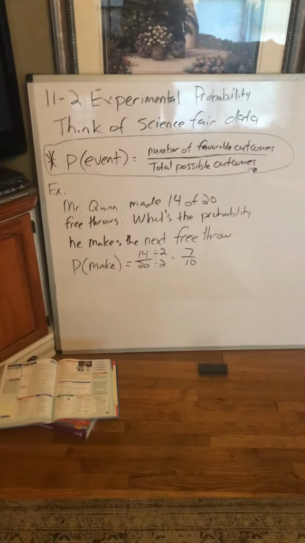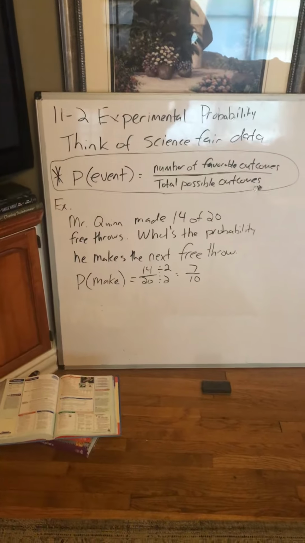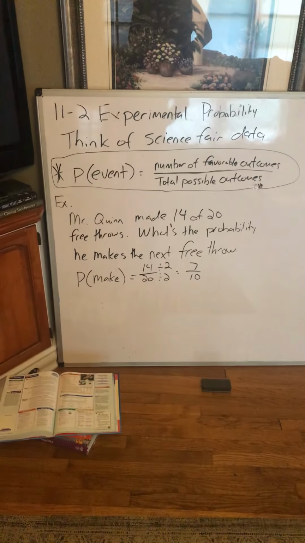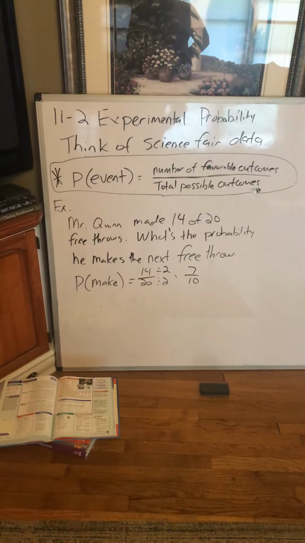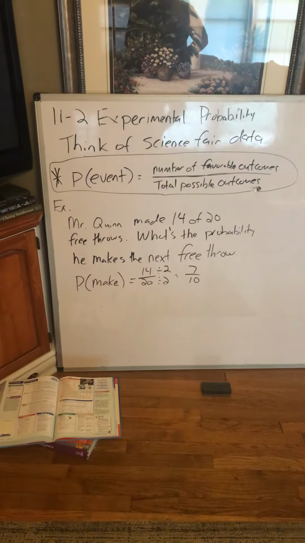New lesson, 11-2, experimental probability. The best way to think about experimental probability is think about your science fair project data. If I'm testing something, I'm testing what the probability is it will happen again.